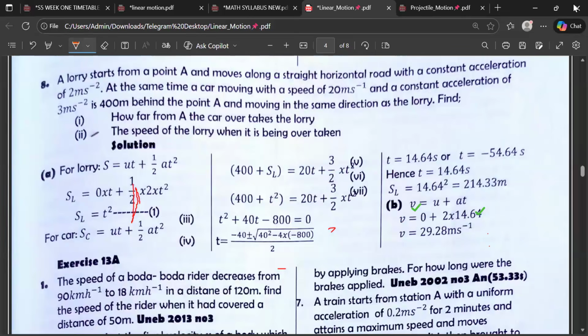You people, for us to come up with the quadratic equation, that means we had this S equals UT plus a half AT squared.